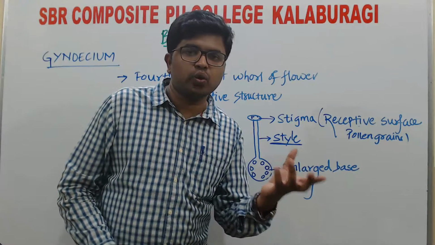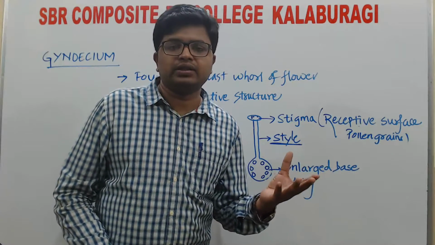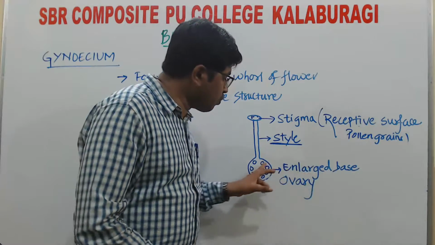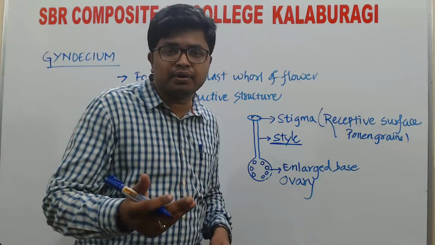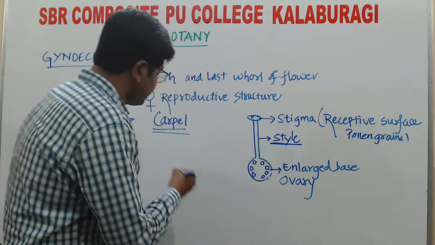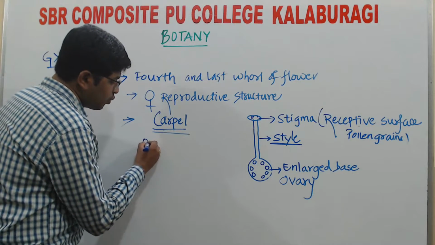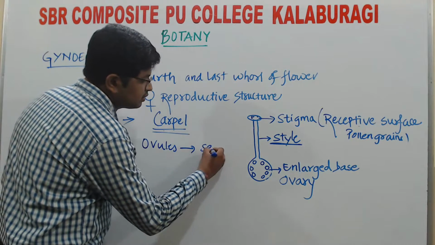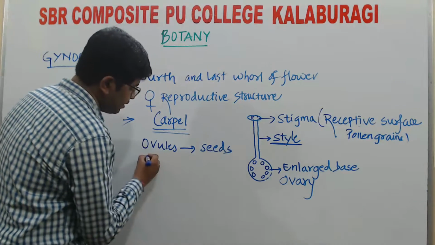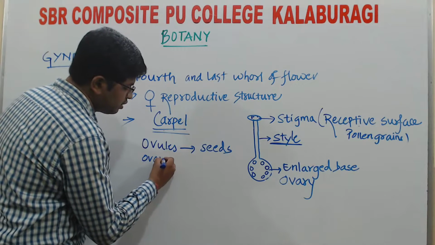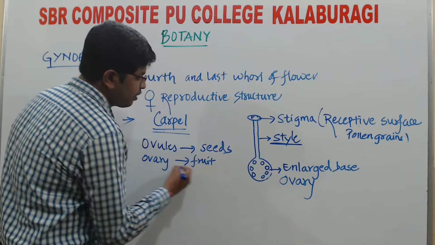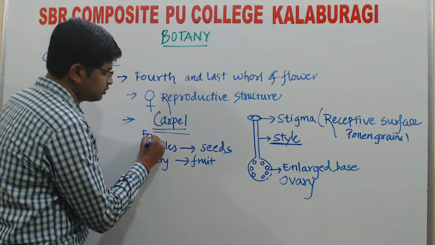You know ovules. After fertilization, the ovules mature into seeds, and the ovary wall becomes the pericarp or the fruit. Okay, I'm going to write: ovules become seeds, and ovary becomes fruit. When will it happen? After fertilization.